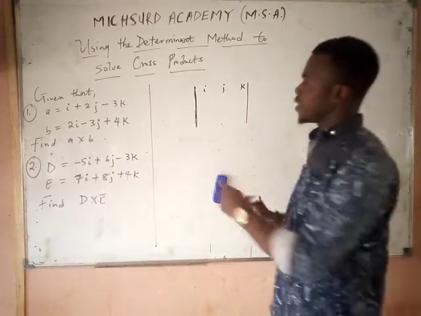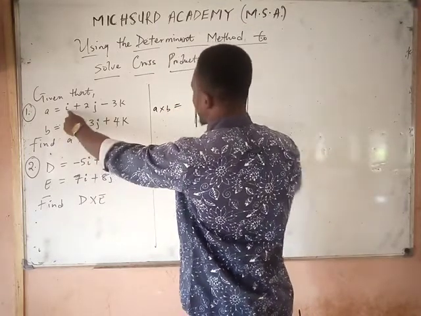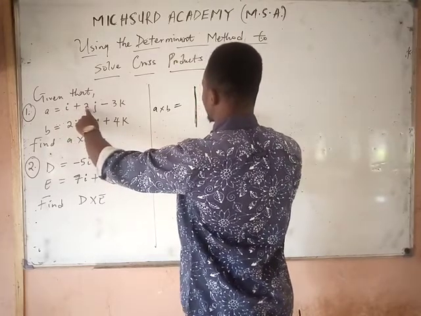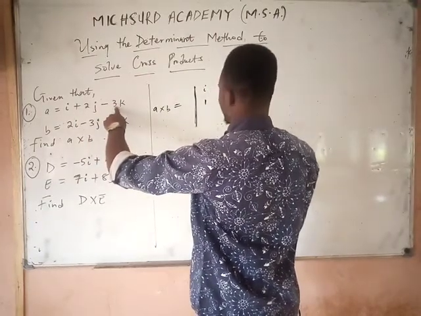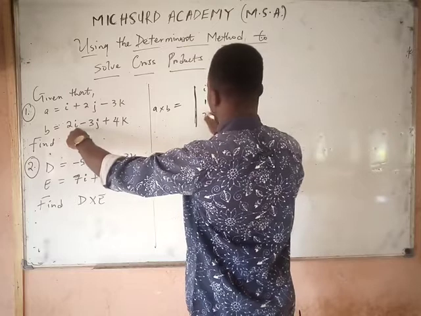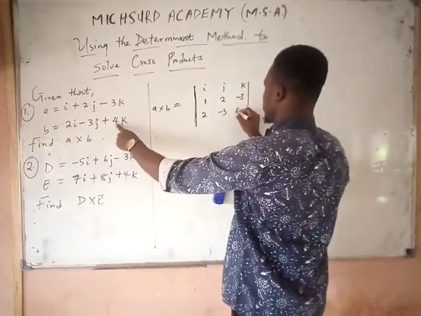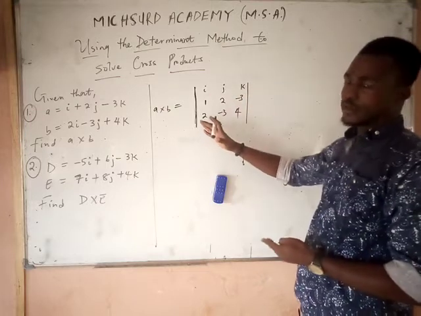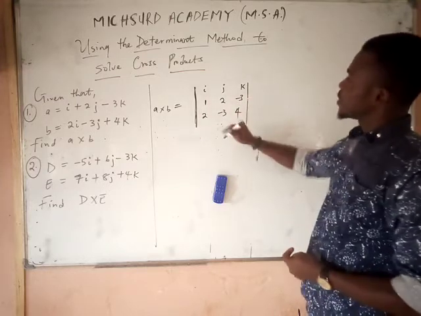Alright, so for vector A, we are looking for A cross B, right? So for vector A, the value with I is 1, the value for J is 2, and the value with K is minus 3. Then we go to vector B, the value with I here is 2, the value with J here is minus 3, and the value with K here is positive 4. Alright, so we arrange it accordingly with their unit vectors. So this is for A and this is for B.